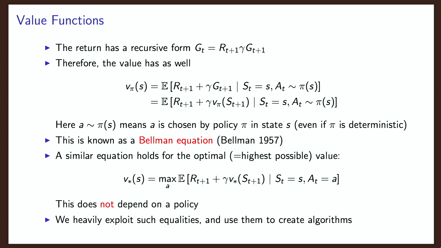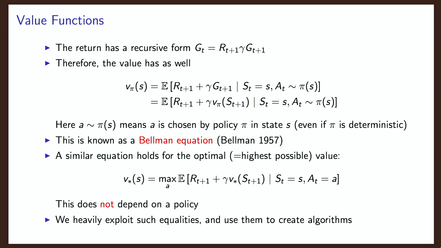And I said this before for the undiscounted case, but now I'm saying it again for the discounted case. The return has a recursive form. It's a one-step reward plus the remaining return, but now discounted once. And that means that the value also has a recursive form, because we can just write down the value as the expectation of this return. But then it turns out, because the expectation can be put inside as well, over this G_{t+1}, this is equivalent to just putting the value there again. And this is a very important recursive relationship that we'll heavily exploit throughout the course.